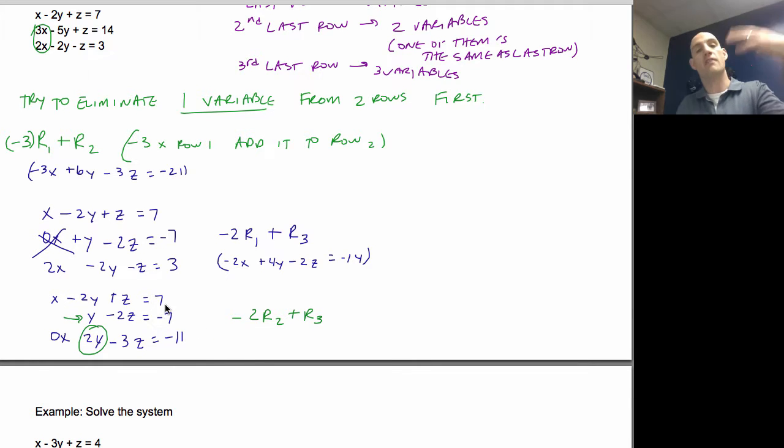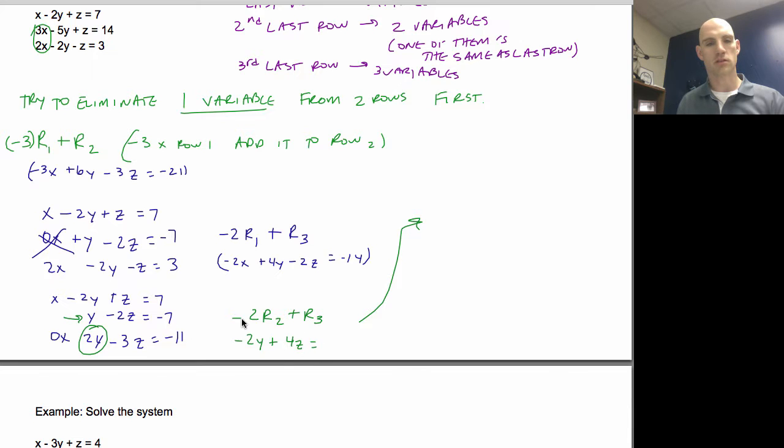I'm trying to eliminate a variable from that last line. So what's it look like? Here we go. -2 times r2 would be -2y plus 4z equals 14. That's what I'm adding. So my top line stays the same. I'm pointing to the screen like you can see that. x minus 2y plus z equals 7. My second line doesn't change. y minus 2z equals negative 7. And now when I add this to my bottom line, I have 0y, and then 4z plus negative 3z would be z equals 3. Check it out.